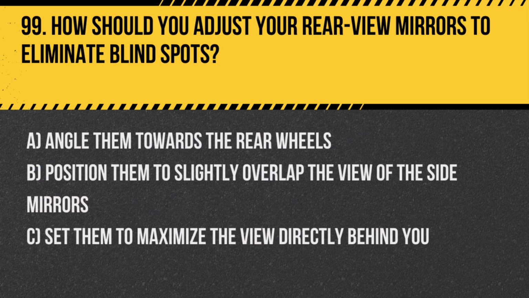Question 99. How should you adjust your rear view mirrors to eliminate blind spots? A. Angle them towards the rear wheels. B. Position them to slightly overlap the view of the side mirrors. C. Set them to maximize the view directly behind you. Answer. B. Position them to slightly overlap the view of the side mirrors. Properly adjusting your mirrors to slightly overlap with the side mirrors can help reduce blind spots and improve overall visibility.